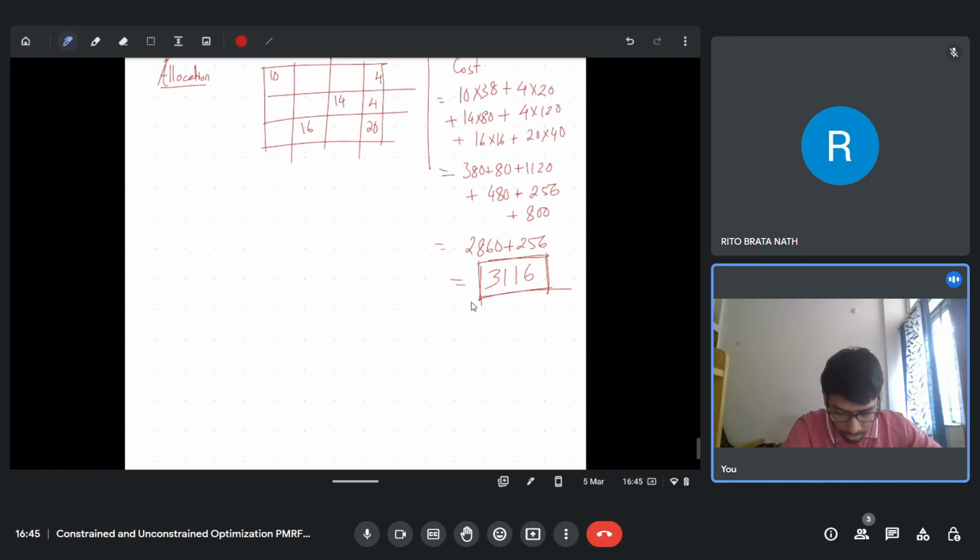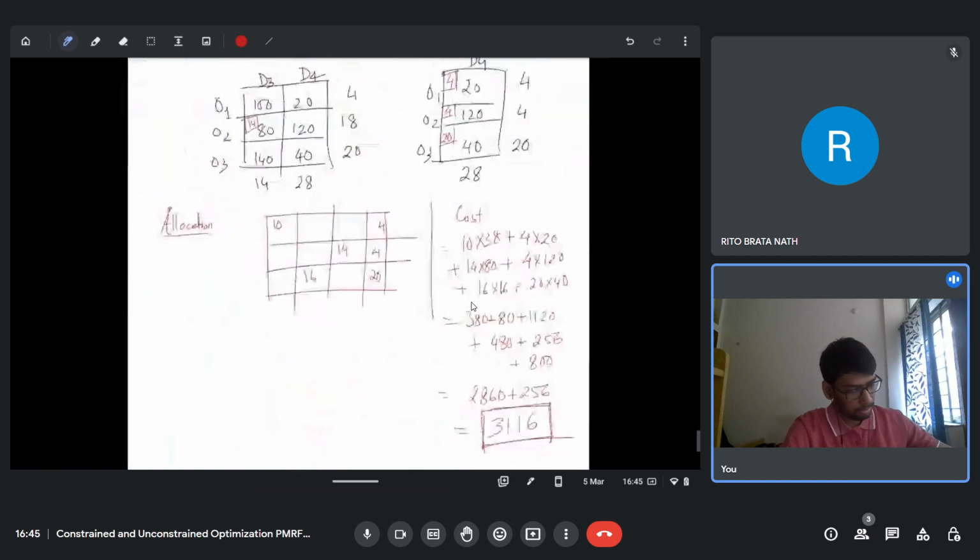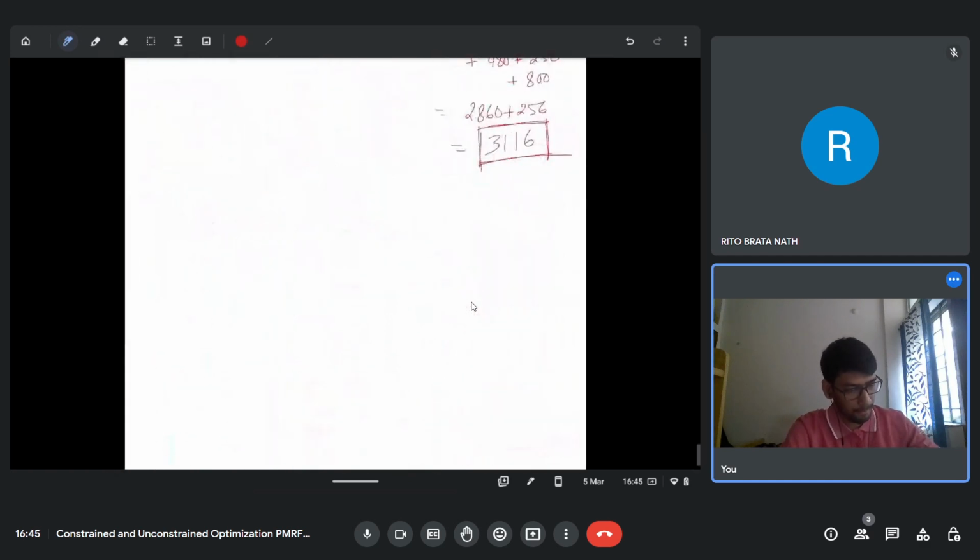So let's solve two more problems. One using the northwest corner method, another the matrix minimum method. And then I'll wrap it up for today. So let's write down the third problem.